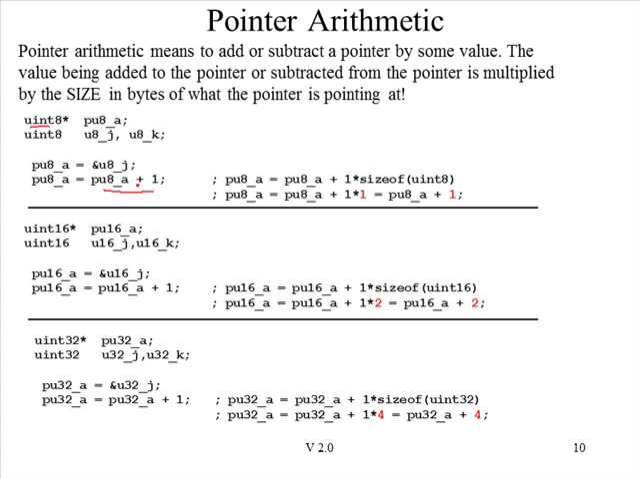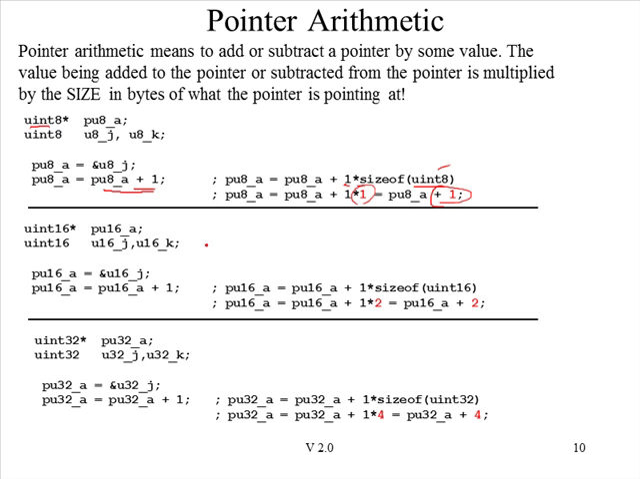Let's take a look at this pointer arithmetic where A is pointing to an 8-bit data type. Here we're incrementing by 1. What that actually means is that we're taking that 1 and multiplying it by the size in bytes of the UN8 data type. The UN8 data type is 1 byte, so we're actually incrementing this by 1.